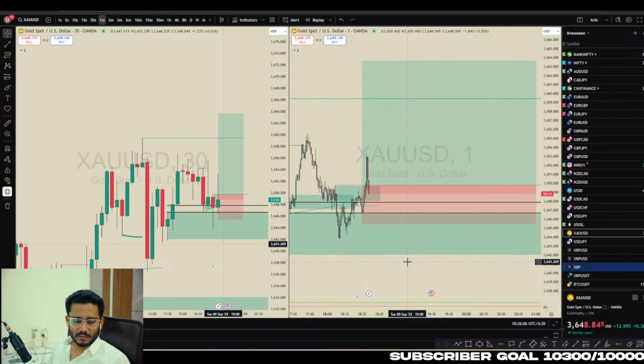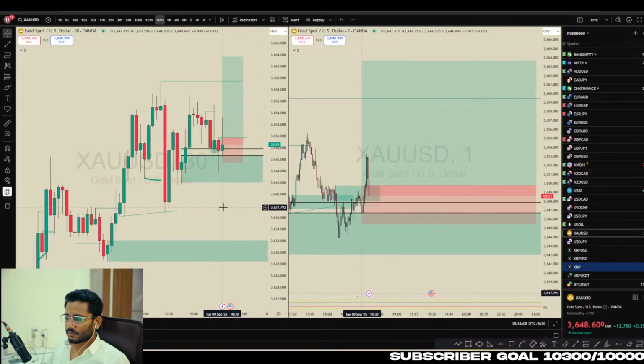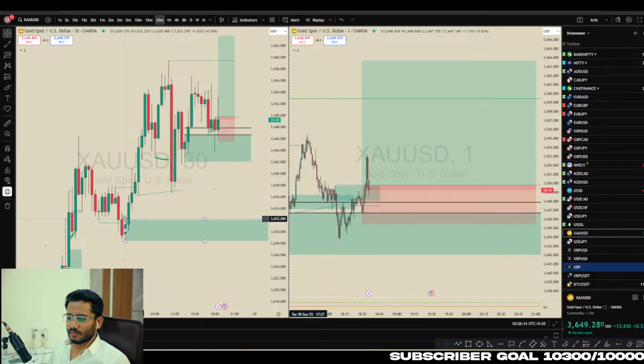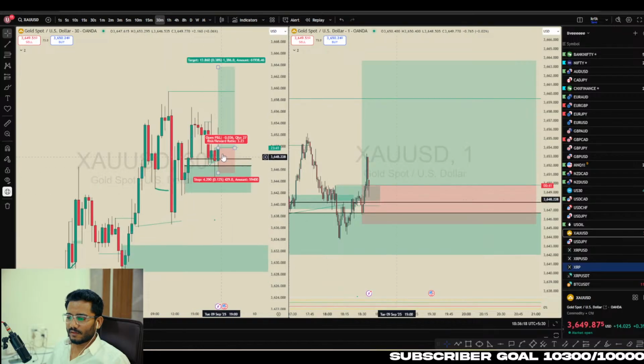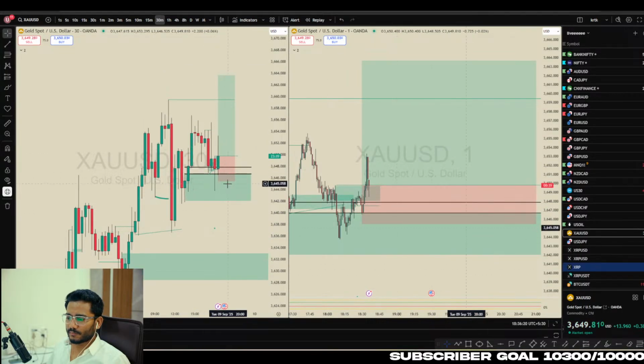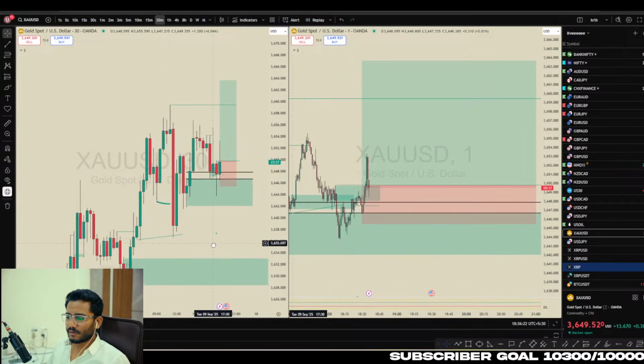We want to do 3633. Yeah, there is an order block over here. This is this one. If this fails, then I look for a buy from here only, from this area.